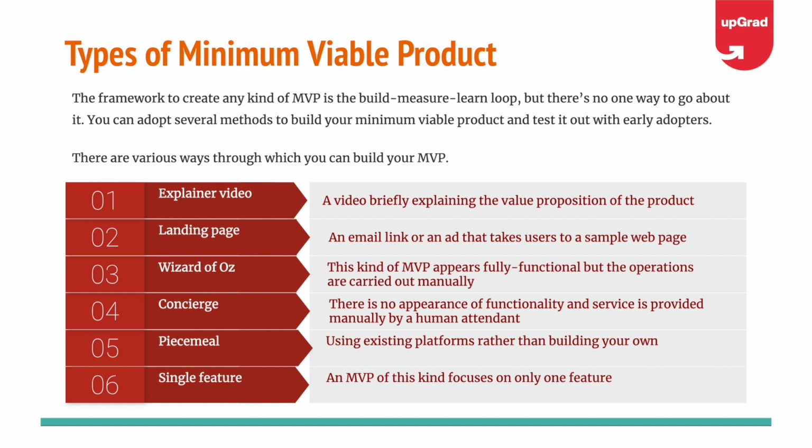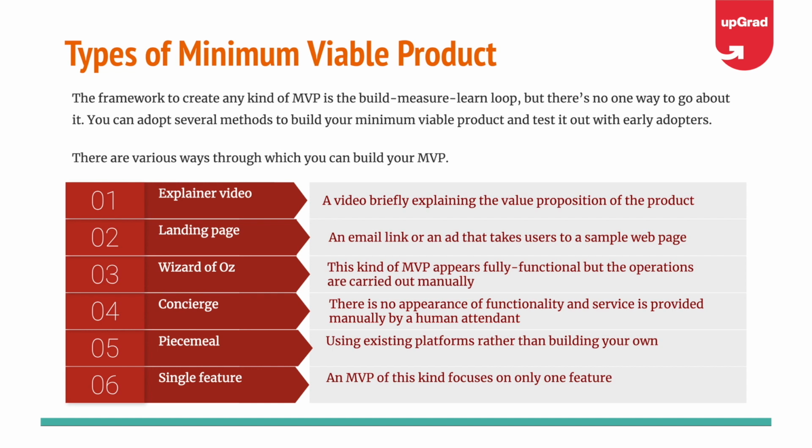One, it could just be an explainer video. Even that is an MVP. A video briefly explaining the value proposition of the product. Maybe you have a way to measure people's engagement and actual interest in that product even through that video. Maybe you will see the number of likes or the feedback, or the number of people who are watching the video fully. So even an explainer video could be an MVP. A landing page also could be an MVP: an email link or an ad that takes users to a sample web page.